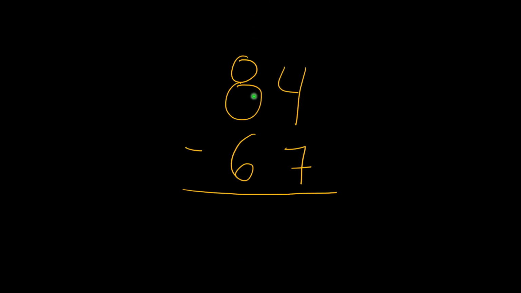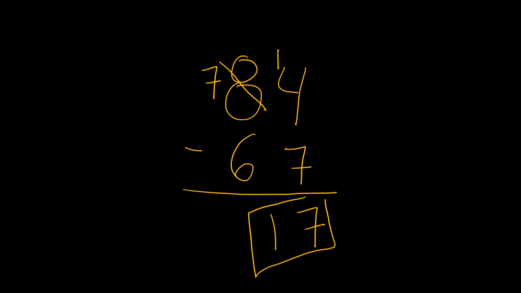In this example, I have 84 minus 67. So I can't minus 7 from 4. That means I'm going to have to borrow. So this 8 becomes a 7. This 4 becomes a 14. And now I have 14 minus 7, which is going to be 7. And I'm also going to have 7 minus 6. This is going to give me 1. And therefore the answer would be 17.